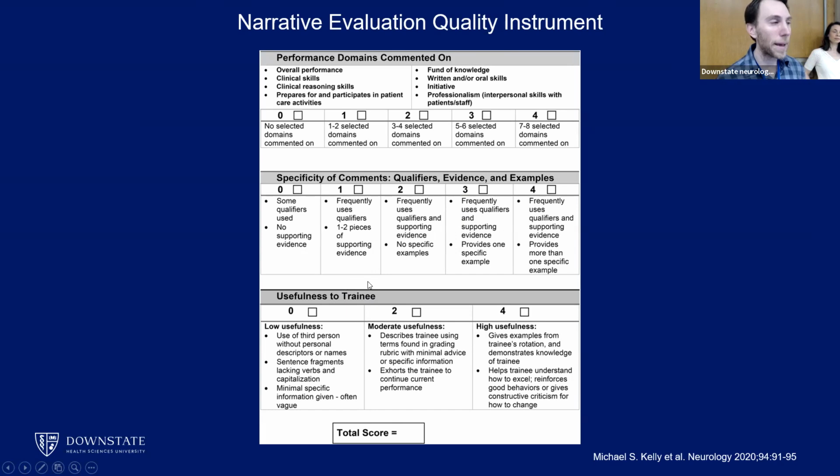One framework isn't better than the other. I think it's just important that when we're writing narratives, we think about these frameworks and we think about one of them when constructing the narrative. It might be that RIME works really well for one student and doesn't work as well for another, and then NEQI works better for that one.